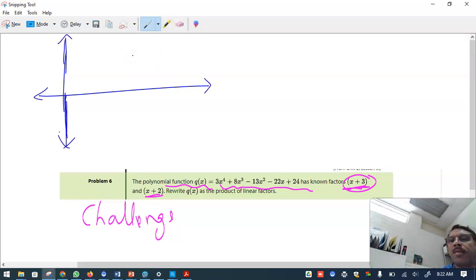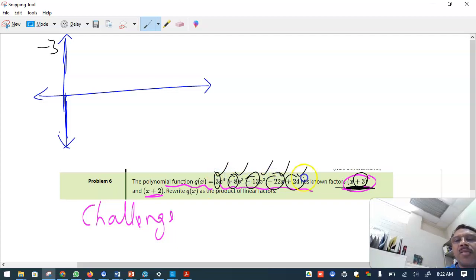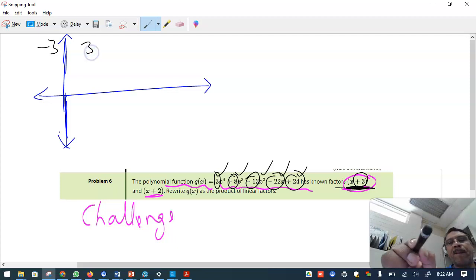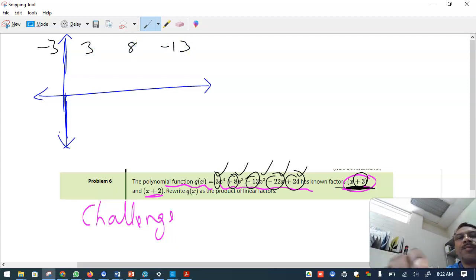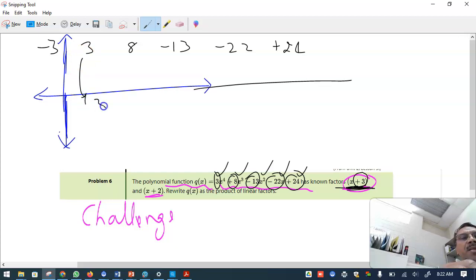So here x plus 3 is one of the factors. So we put the opposite of plus 3 right here. Then what are the coefficients of the polynomial? So you can see there's a 3, plus 8, minus 13, minus 22, plus 22. So 3, 8, minus 13, minus 22, and plus 22. So first you write all these and drop the first one.